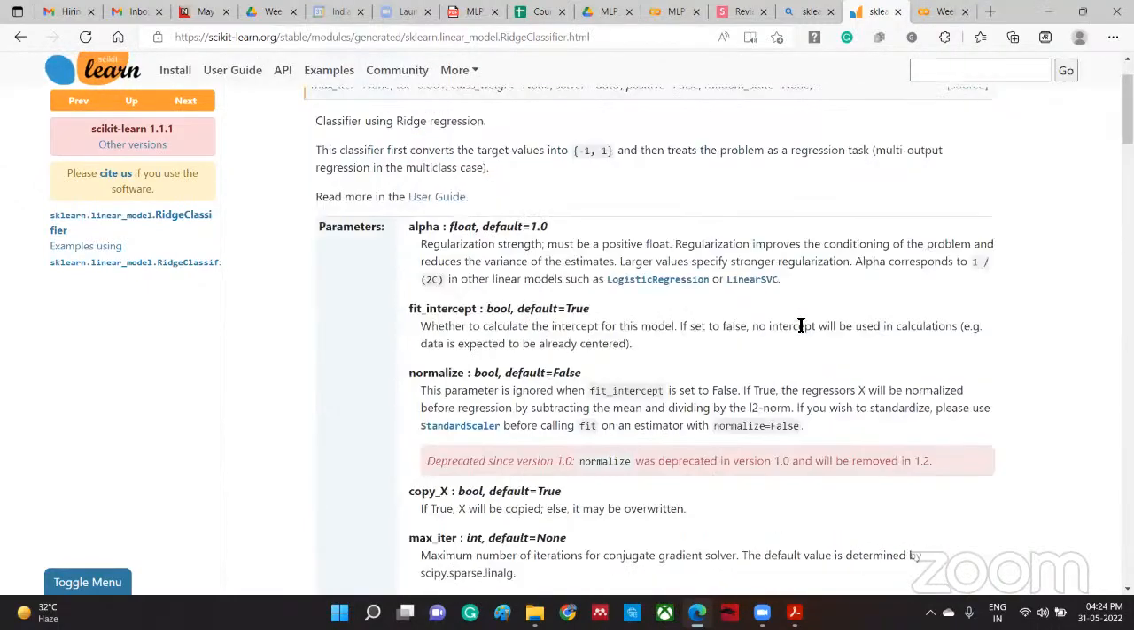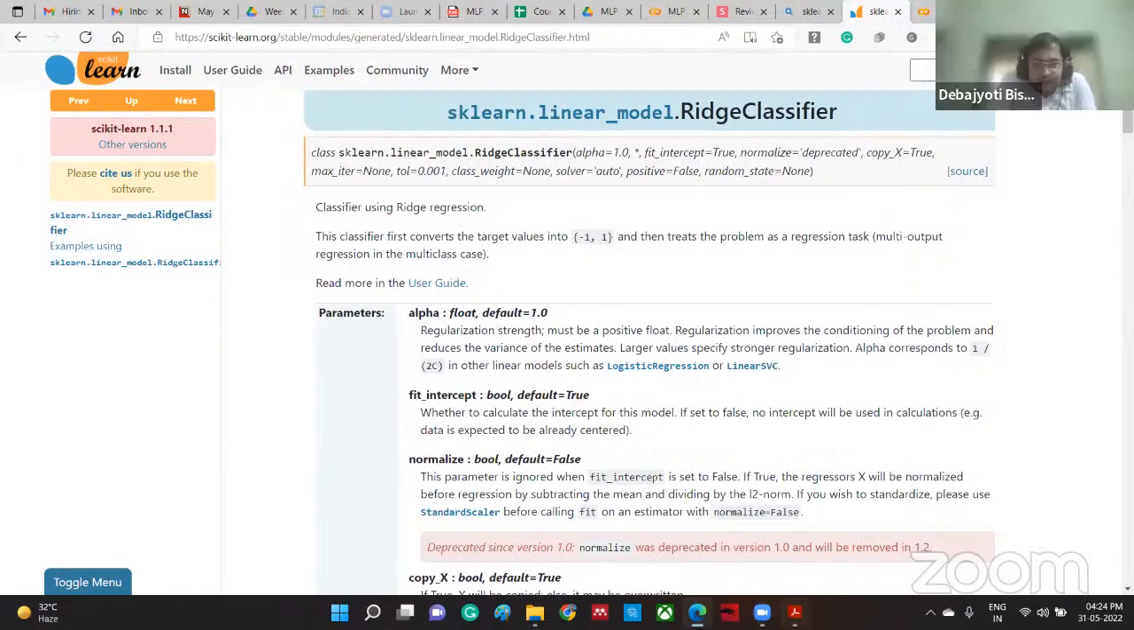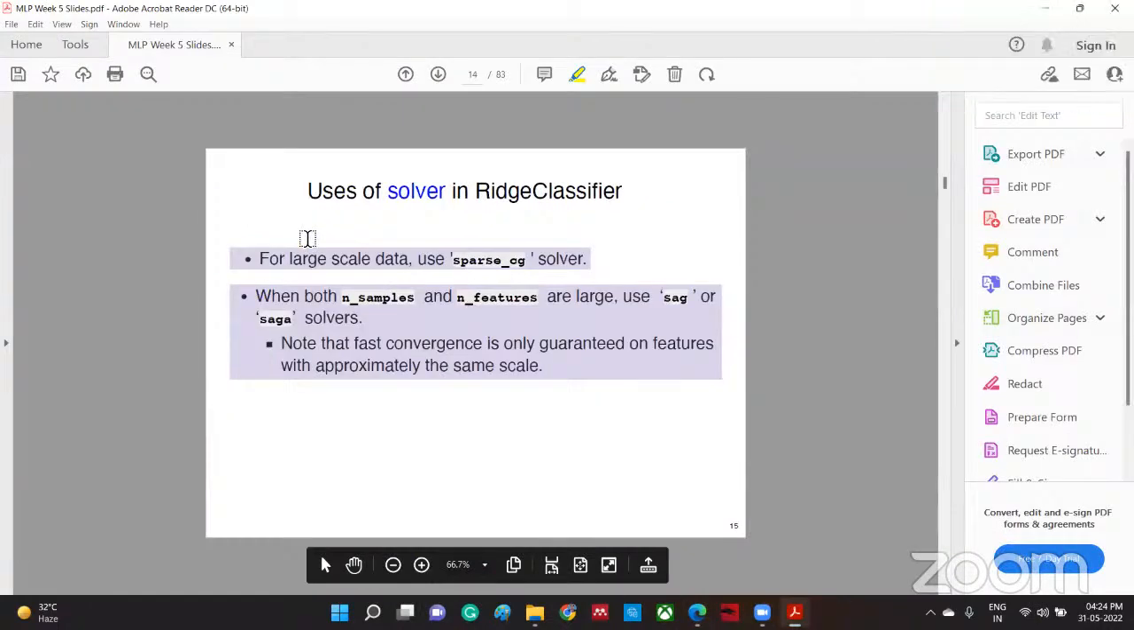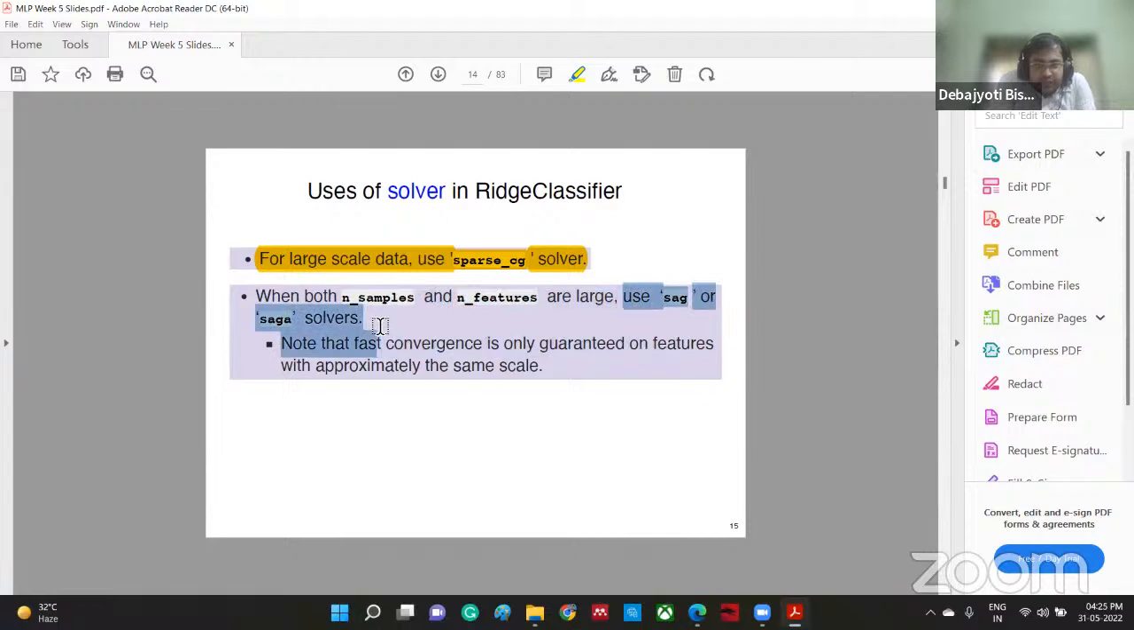Let's see more. How do we select the solver? Suppose I have a data set, how do I select a particular solver for that data set? For large scale data, you should use the sparse_cg solver. And if your number of samples and number of features are also very large, then it is suggested to use SAG or SAGA solvers.